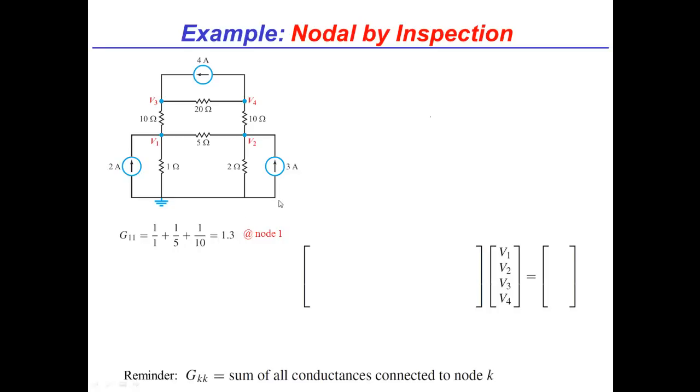So that's the G11 value. So we populate the first row, first column with 1.3. I can do the next one, G22. We'll do this again. So this is the second node, and we've got 1 over 5, 1 over 2, and 1 over 10. That gives us 0.8.